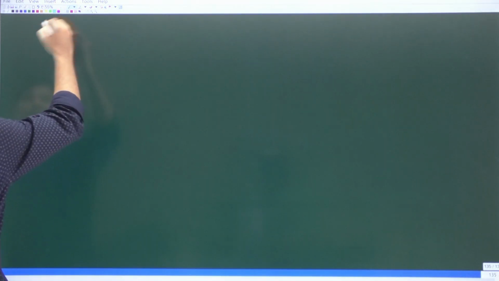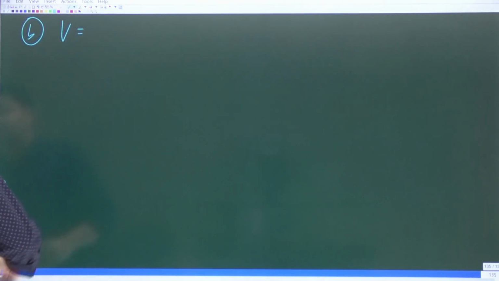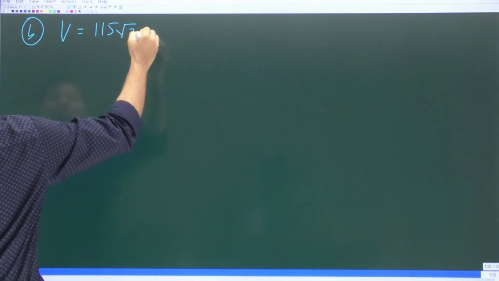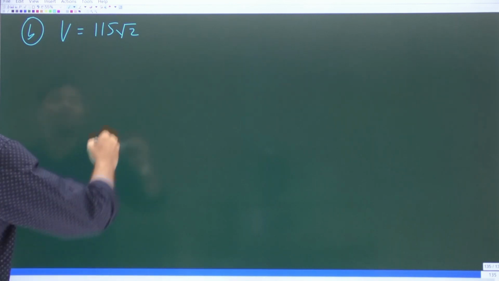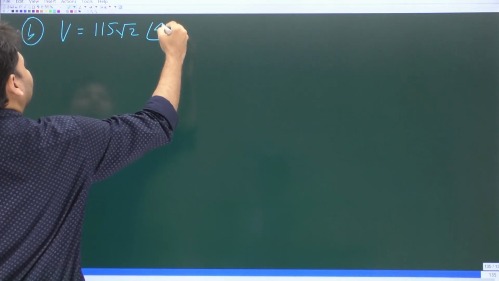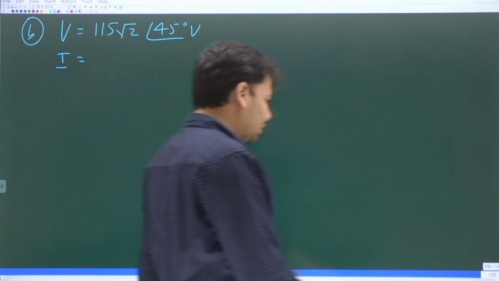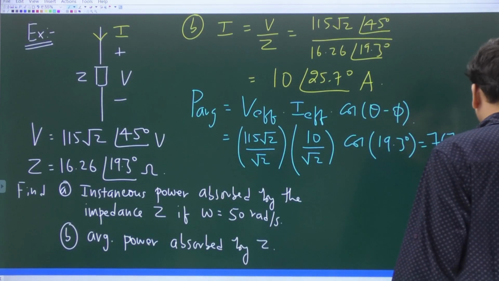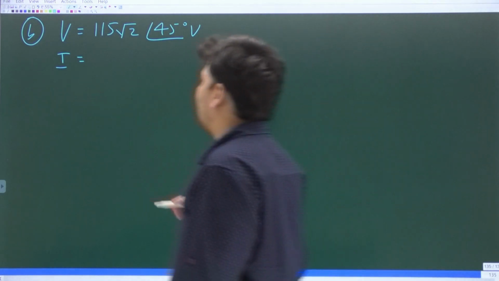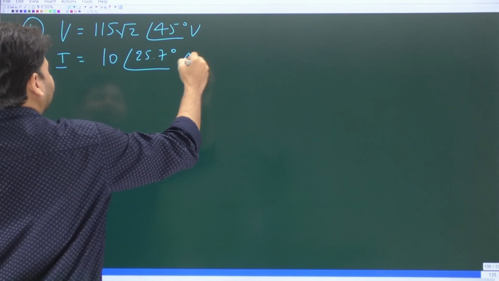So now we are answering the B part. What is the voltage given as? I think 115 root 2, correct, right? Voltage is given as 115 root 2 at an angle 45 degrees volts. And then from the impedance we found the current, and the current came out as 10 at an angle 25.7 degrees. So I is 10 at an angle 25.7 degrees amperes.